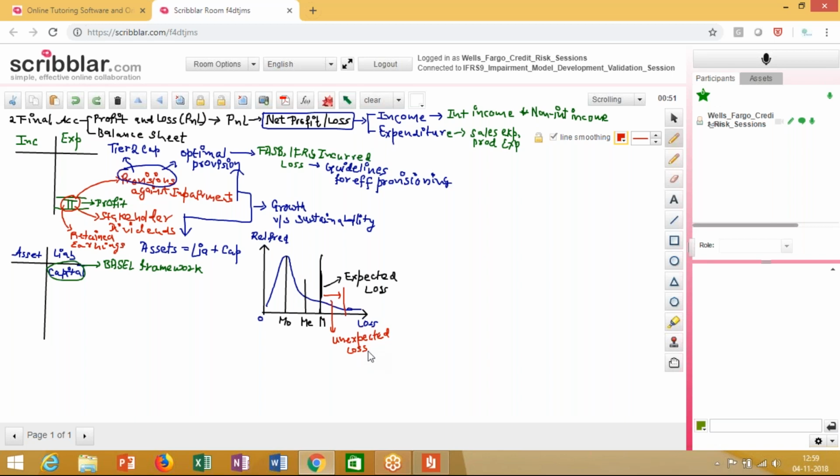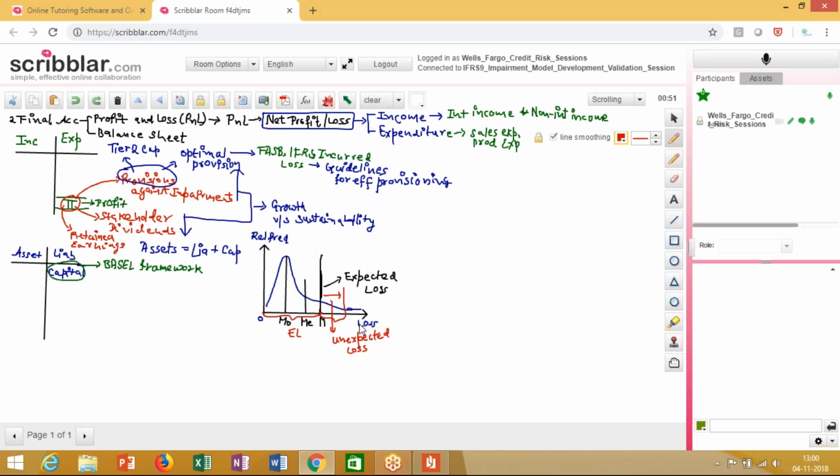This part is your expected loss, and this part is your unexpected loss. So what do we make out from the diagram? From the diagram, what we can make out is that the expected losses which actually occur are very high in frequency. They occur very frequently, but the exposure that they have is very small. So I have the expected loss as a very small exposure, right?